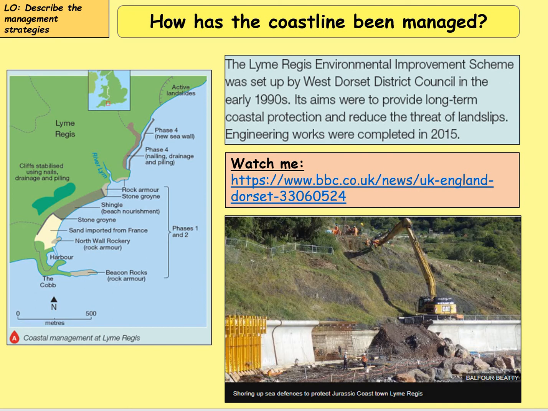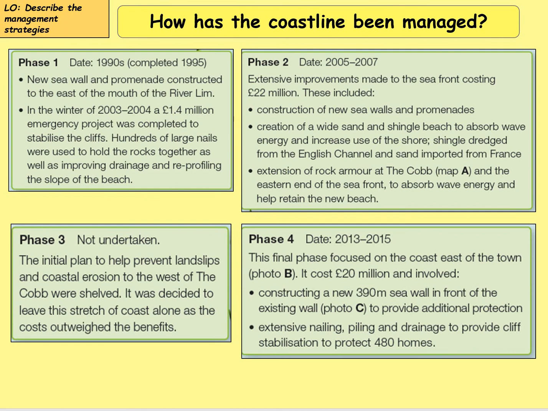So the Lyme Regis Environmental Improvement Scheme was set up by the West Dorset District Council in the early 1990s, and this was to give long-term protection for this area and reduce the threat to obviously homes and people of landslips. Now the work has only recently actually been completed. So like I said, there were 4 phases of this which you'll add to your worksheet.